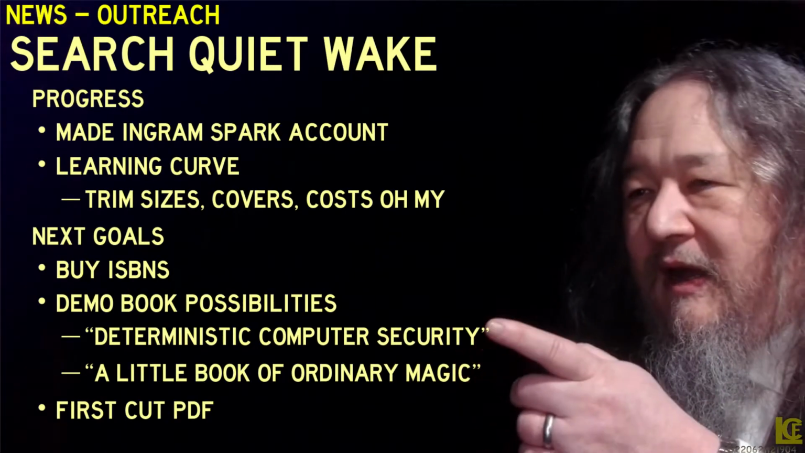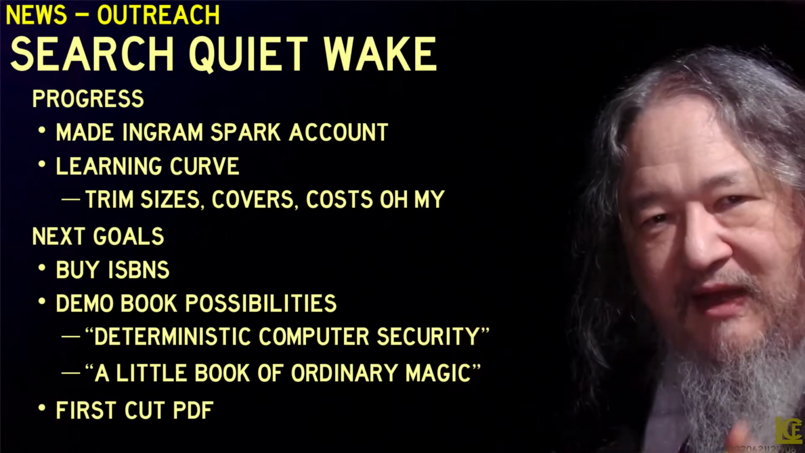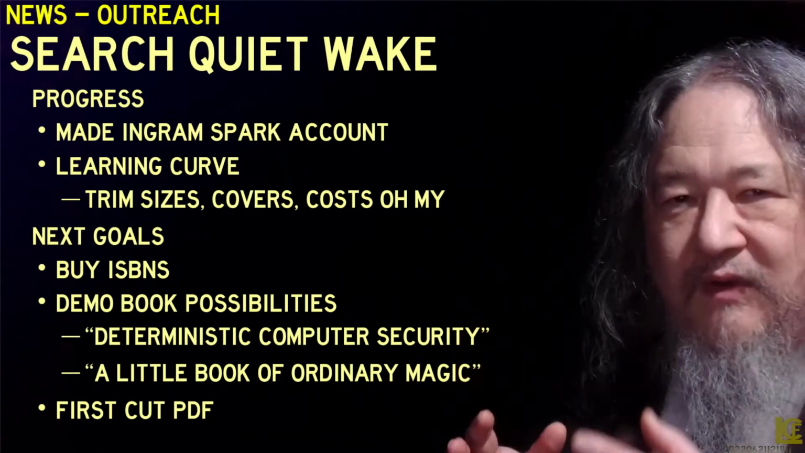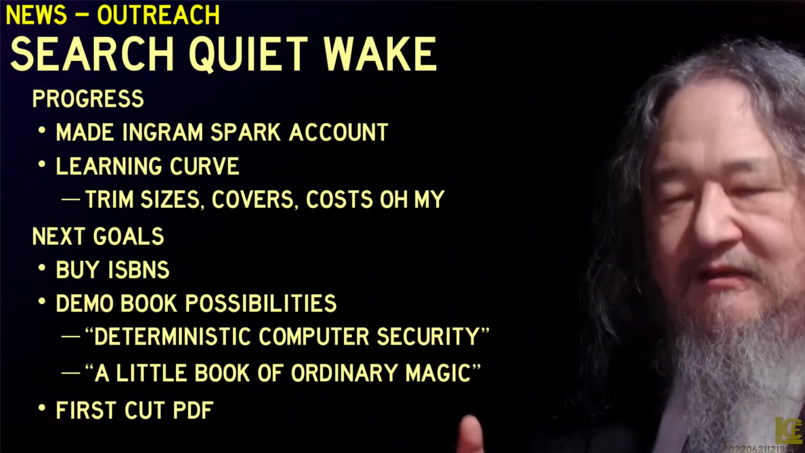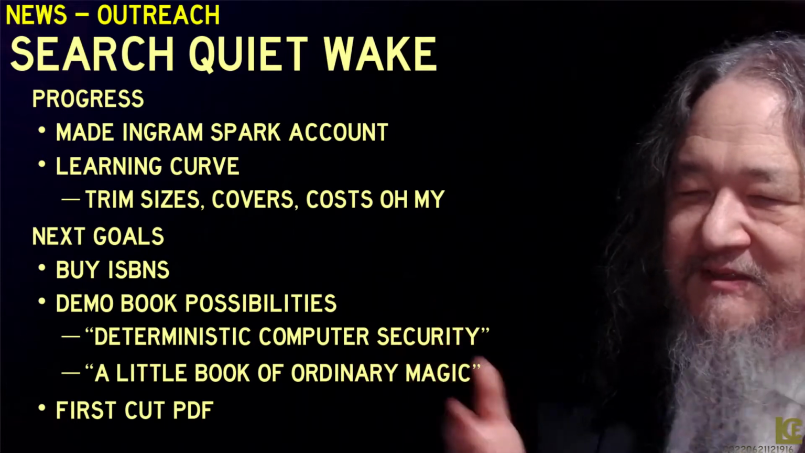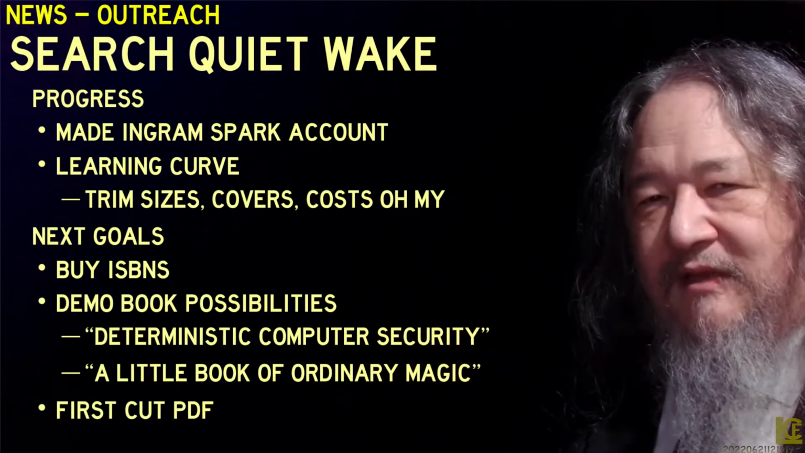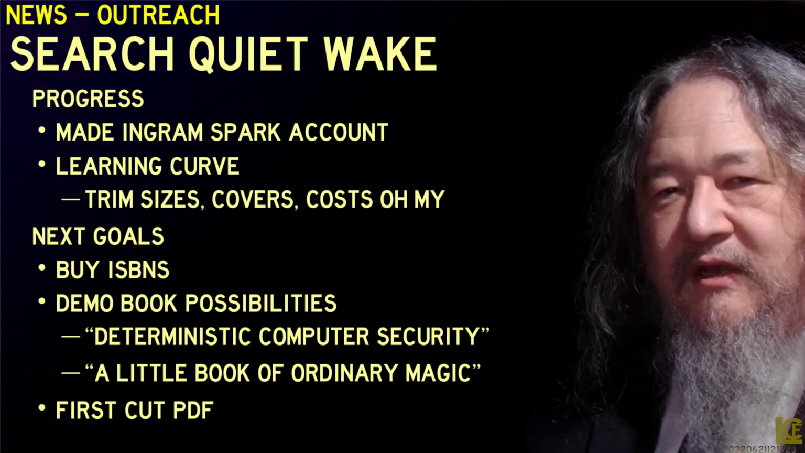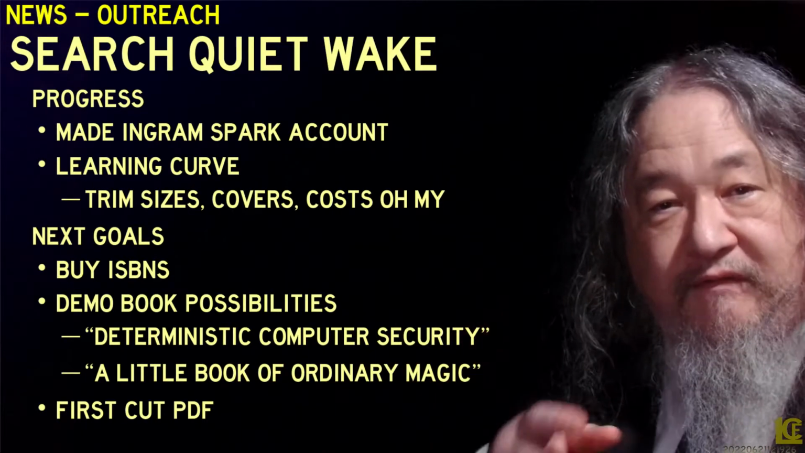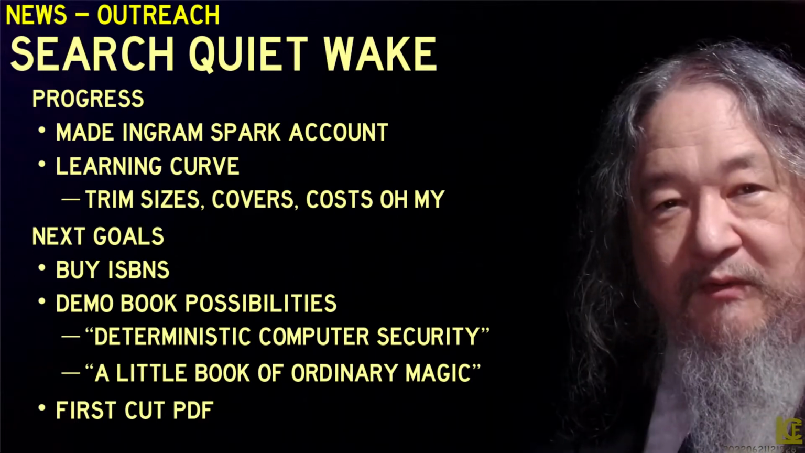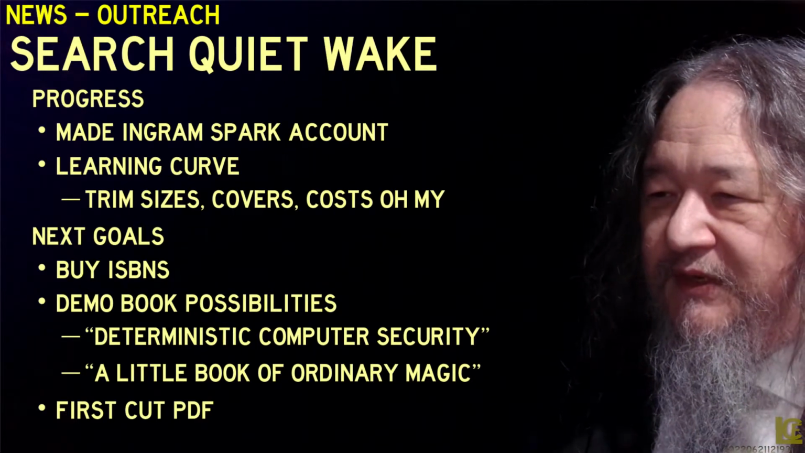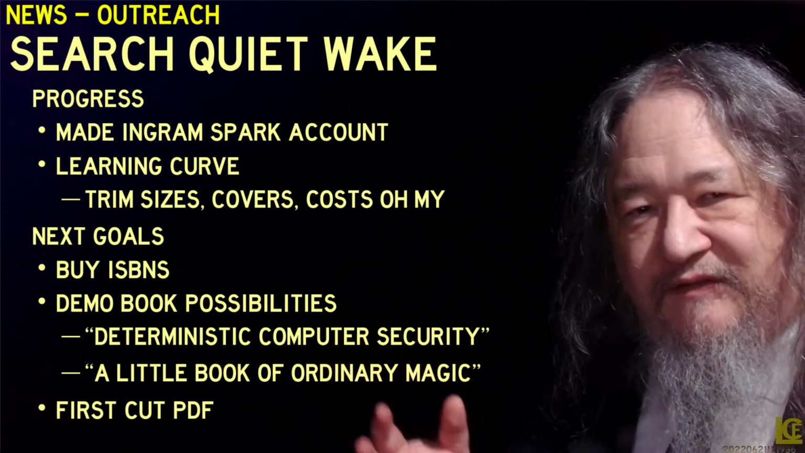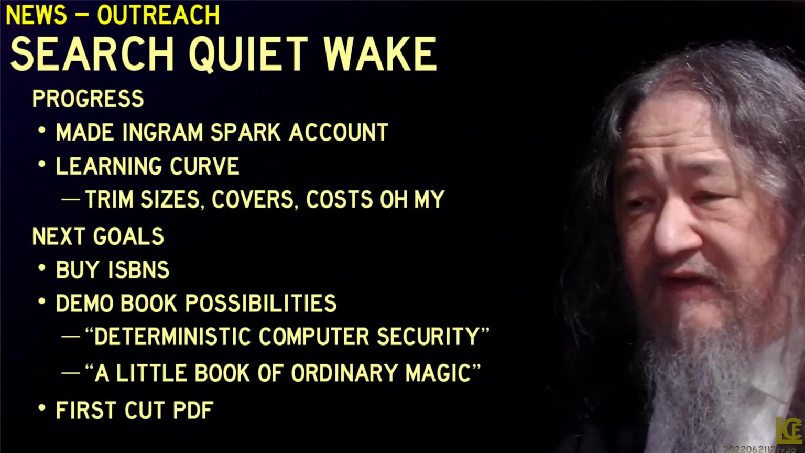For next time, I want to actually spend some money, buy a block of ISBNs, and figure out a demo book. Not Search Quiet Wake, but something else just to kick the tires. And these are the two possibilities I'm considering. The first one is something like Deterministic Computer Security. You open it to page 1, it says it's impossible, and the rest of it is blank. It's a blank book for you to put notes in. So that's possibility 1 for the demo book. Possibility 2 is a little book of ordinary magic. That's basically slogans that I've accumulated over the years in my slogans file.